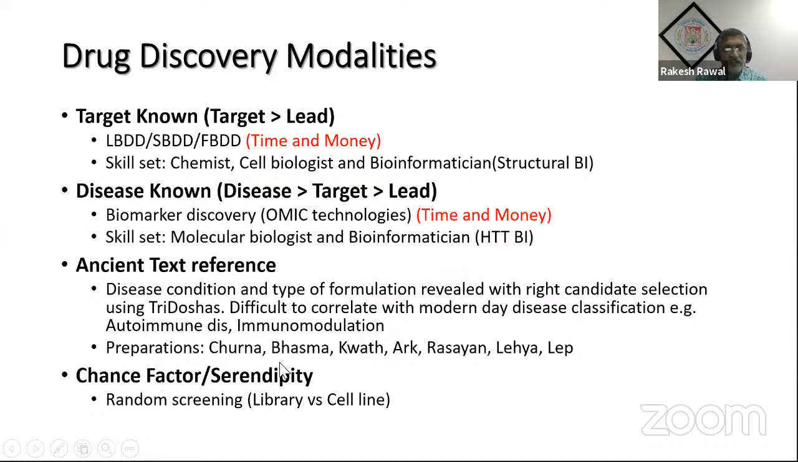The fourth one is chance factor and serendipity. That means you hit something and you got that, right? You cannot believe in that, but many times it happens. So library versus cell line. That means you have a long list of library and you have a facility for high throughput screening. And if you're lucky enough, you may get a right hit.